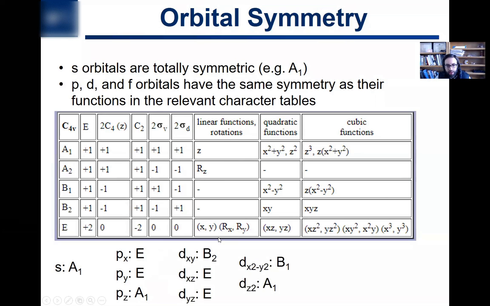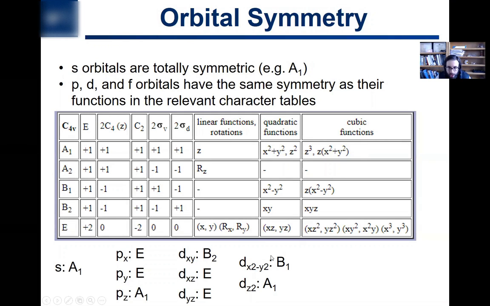For the d orbitals, these are quadratic functions that describe the d orbitals, so we're again just looking for the quadratic functions. The dxy orbital is going to have the symmetry where there's an xy function, B2. For xz, oh, and look, it transforms together with yz. So both xz and yz orbitals are going to transform together as the symmetry element E. For x squared minus y squared, we can look for that. There it is, right here, x squared minus y squared, B1.